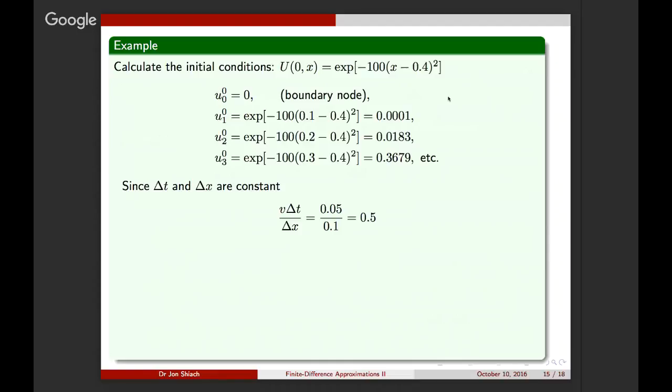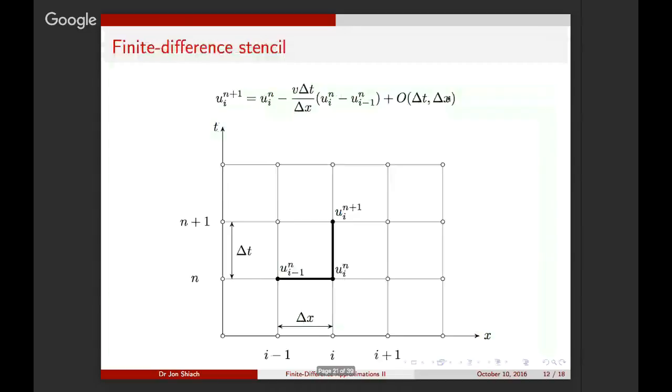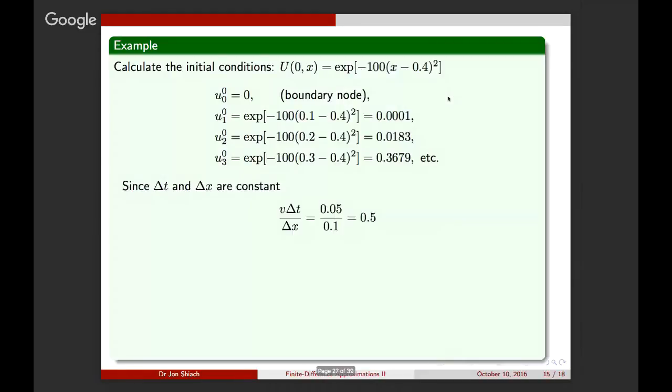In this case, and this is not always the case, delta t and delta x are constant. Later on in the term, we're looking at where delta t isn't constant, but for now it is. So v delta t over delta x, I should calculate at the beginning because it's never going to change. Where did I get that from? That v delta t over delta x, it's that number there. So that's going to be constant, so I can calculate that at the beginning.